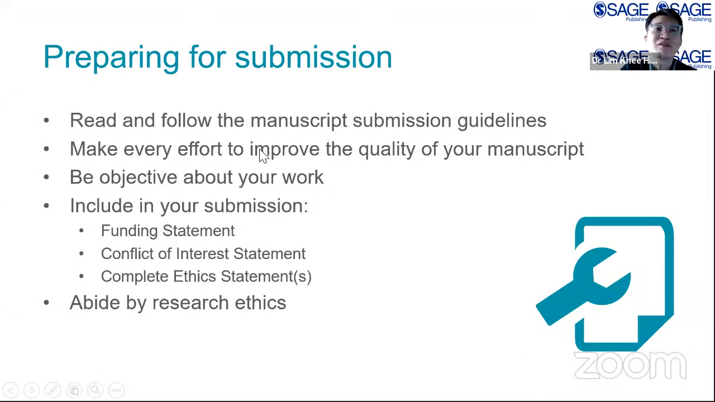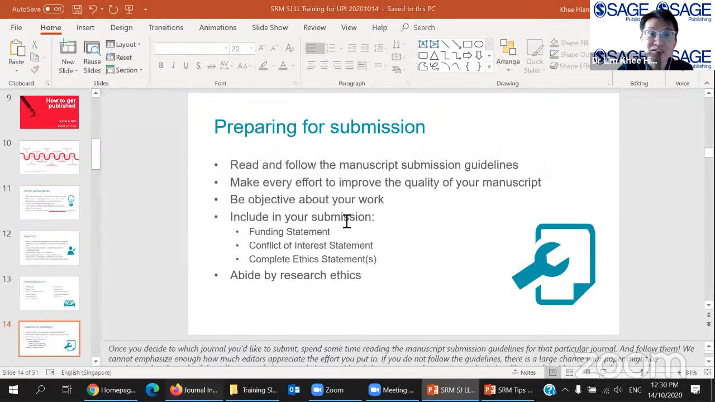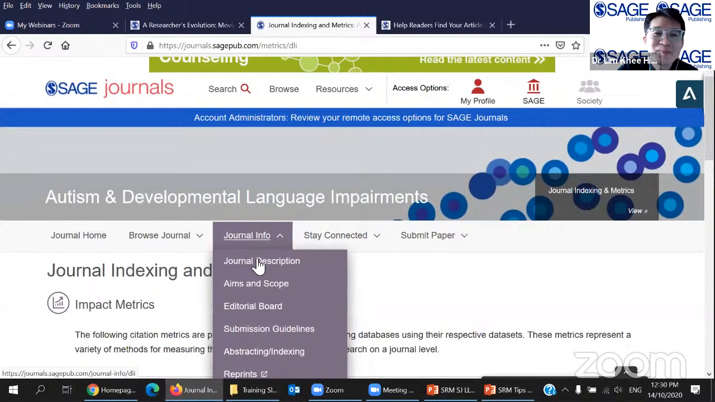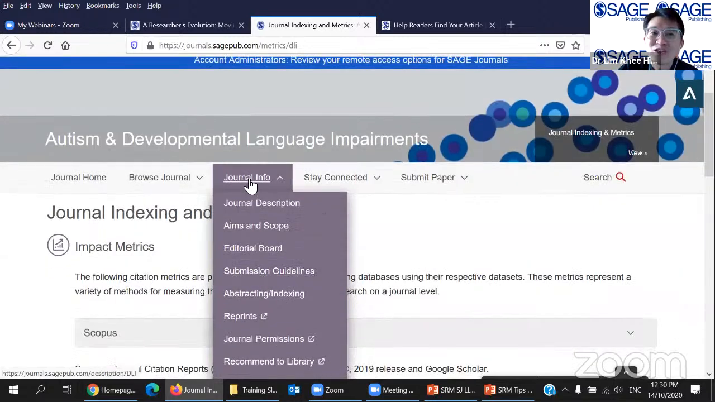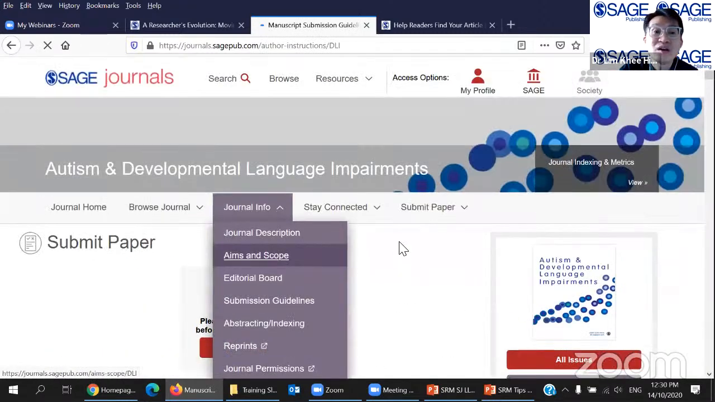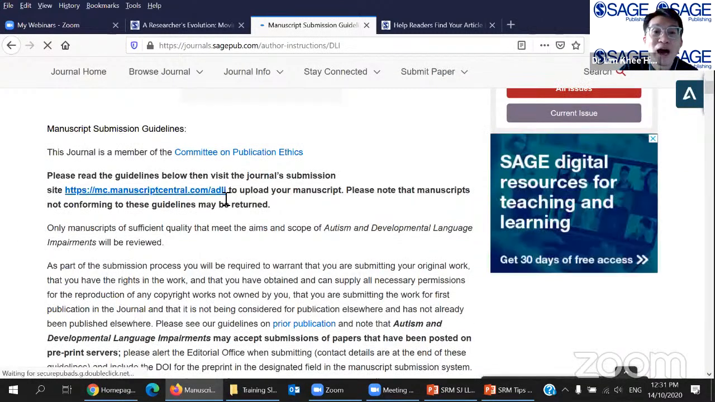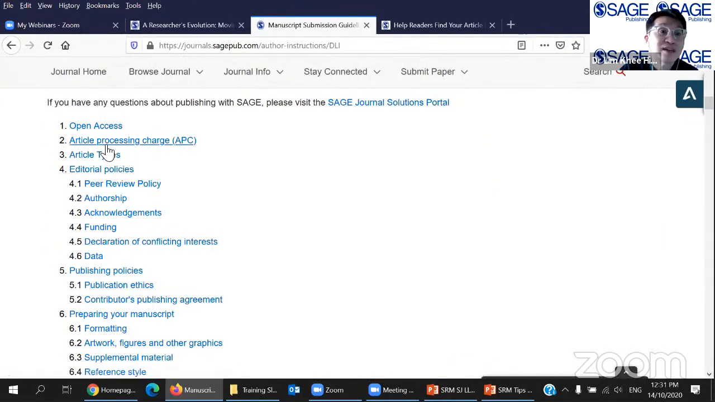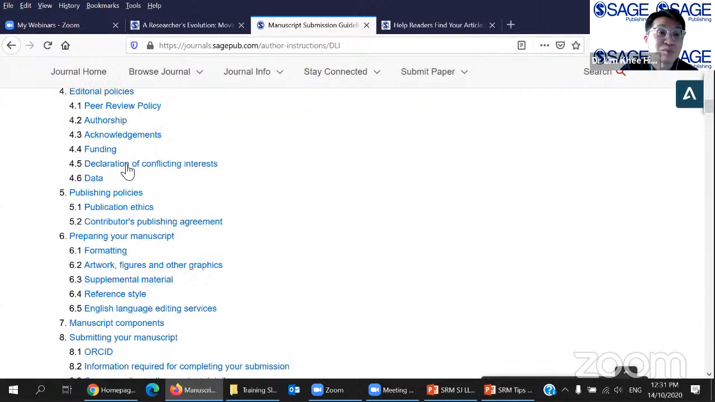Now, read and follow the manuscript submission guidelines. So where is the manuscript submission guideline? If I give you this example again, very simple. You go to here, you see this submission guideline, journal information, submission guideline. You click on the submission guideline, they will give you a very detailed explanation of the things that you must submit. You must be very careful, including open access, what the article processing charge is, and so on.